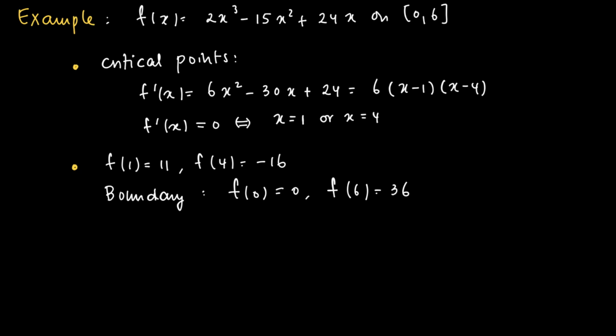And now we just pick the maximum and minimum values as the absolute maximum and absolute minimum value of f. So 36 is the absolute maximum of f, and it is attained at x = 6. And the absolute minimum, or the global minimum, is -16, which is found at the location x = 4.